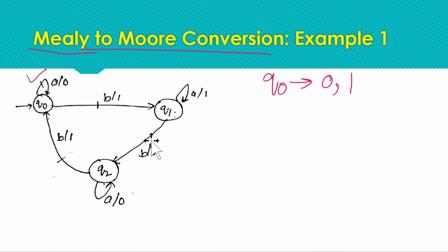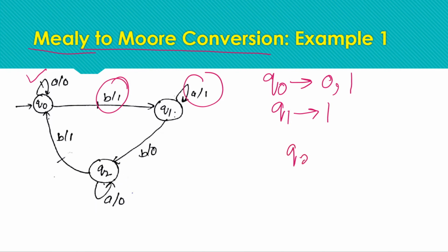In the same way, considering the next state Q1, we have to consider the incoming to this state. So Q1 has 2 incoming, one is this and one is this, and from both incoming the output is the same, only one symbol, 1. Now considering the next state Q2, Q2 has 2 incoming, one is this and one is this, and from both incoming Q2 comes out with output 0.